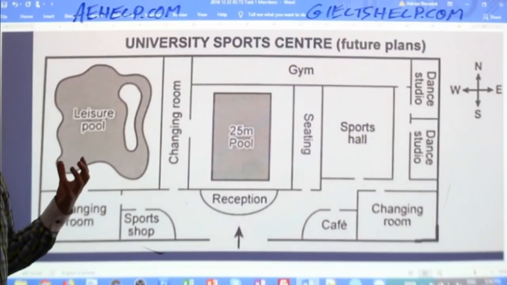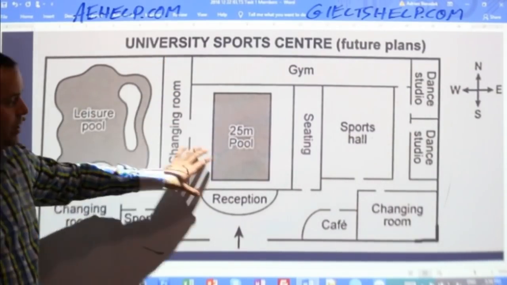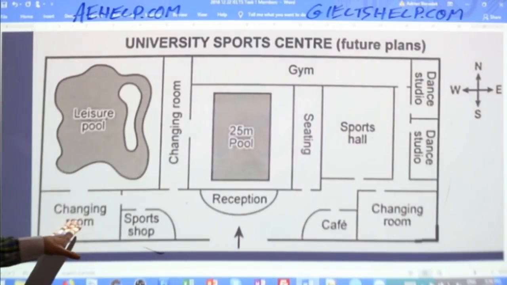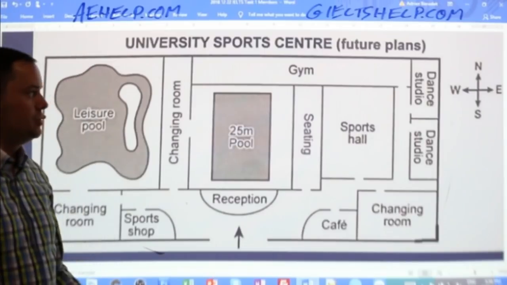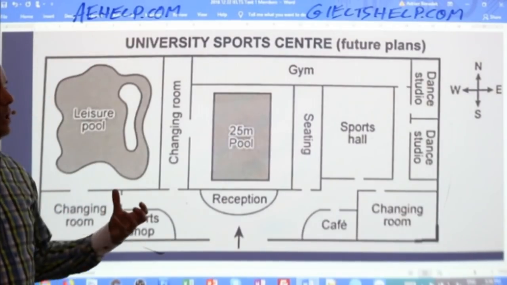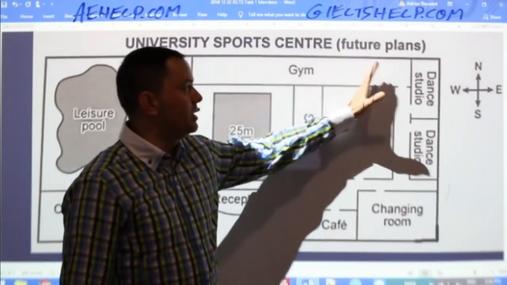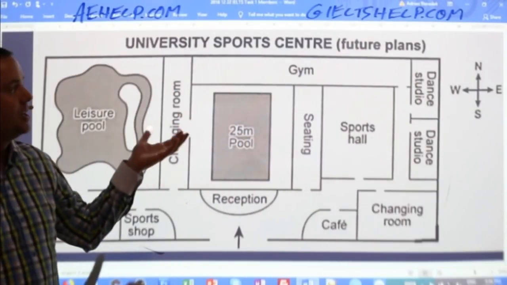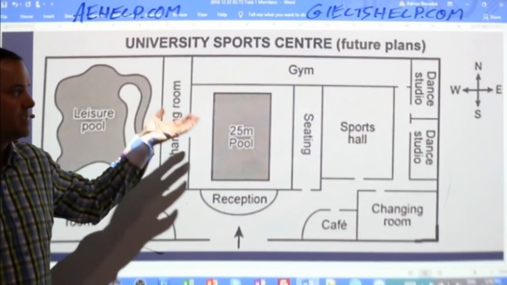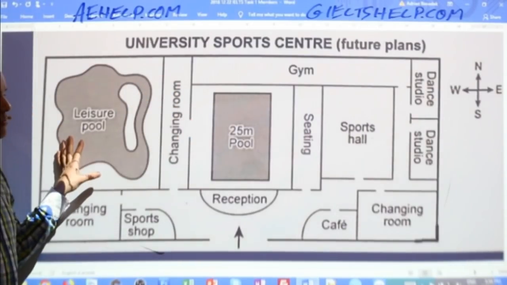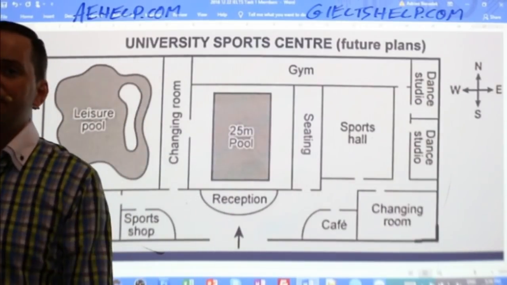And one big tip is we have a changing room here, and here we have 2 more changing rooms, right? So why do you need more changing rooms? Well, because you expect there to be more people using the facilities. Look at the gym. A smaller gym becomes a larger gym. Why? Because you expect there to be more people using the facilities. Why put in a leisure pool? Why put in dance studios? Well, you have different students with different needs.